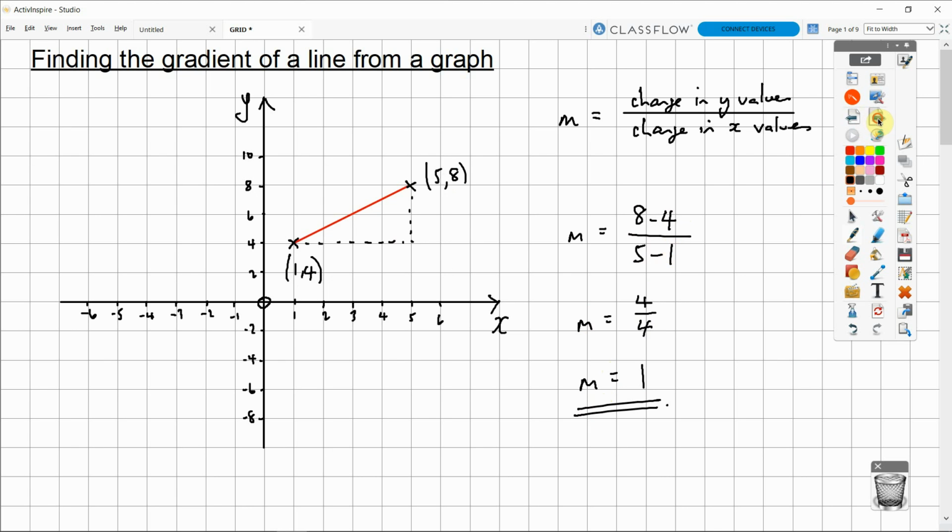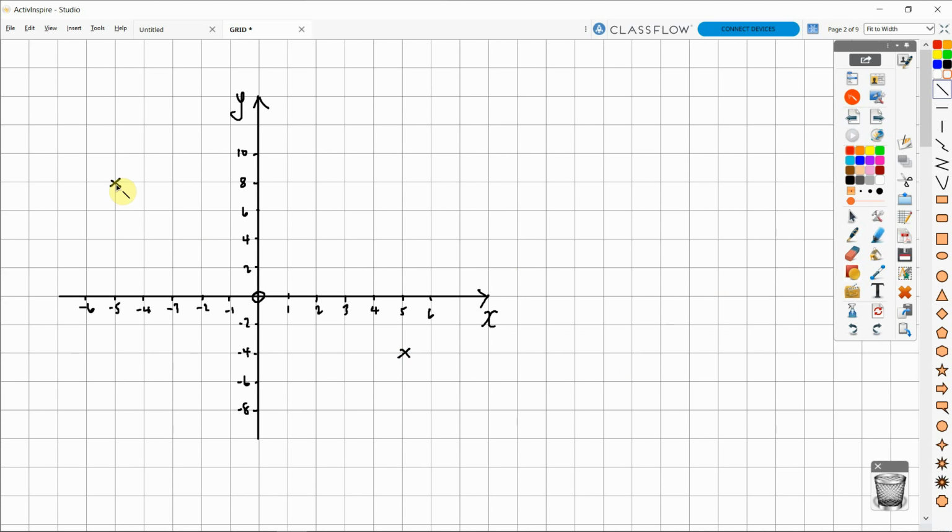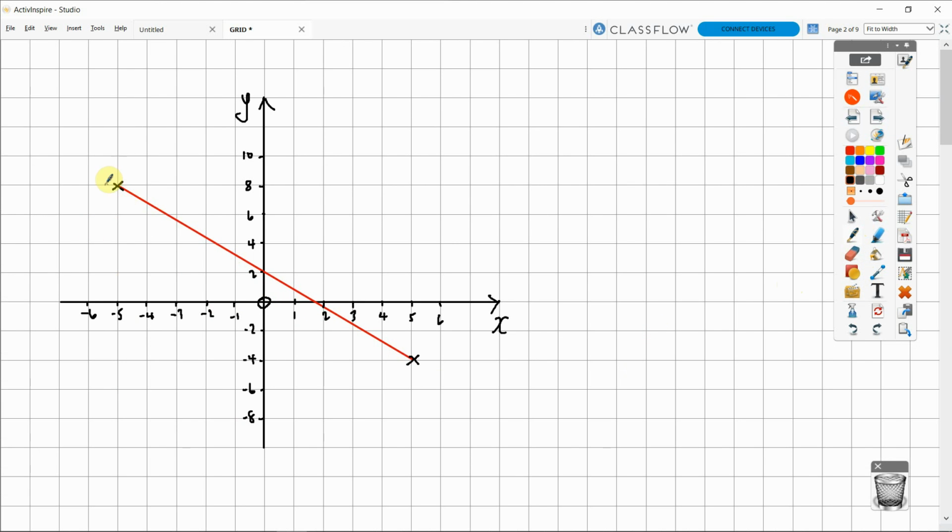Let's look at another example. Suppose this time we had a point here and a point here. So again, I'll draw in the line. This is negative 5, 8. This is 5, negative 4. And as before, if you wish, draw in a right angled triangle. There would have been nothing at all wrong with drawing it here instead. That would have been equally fine.